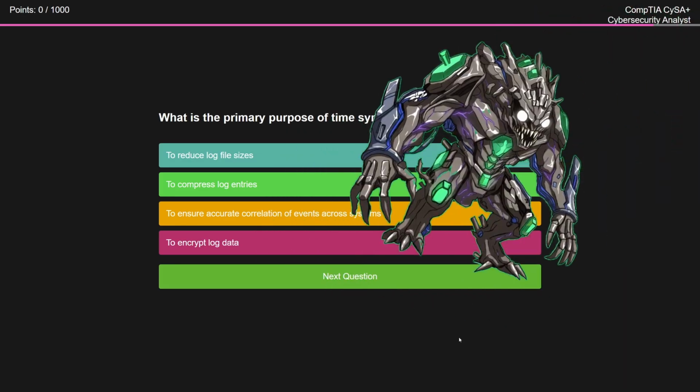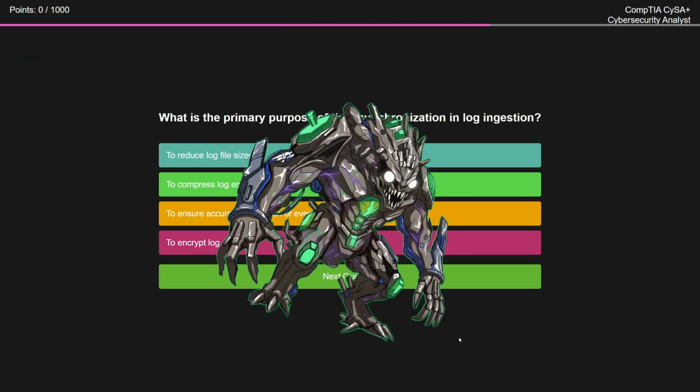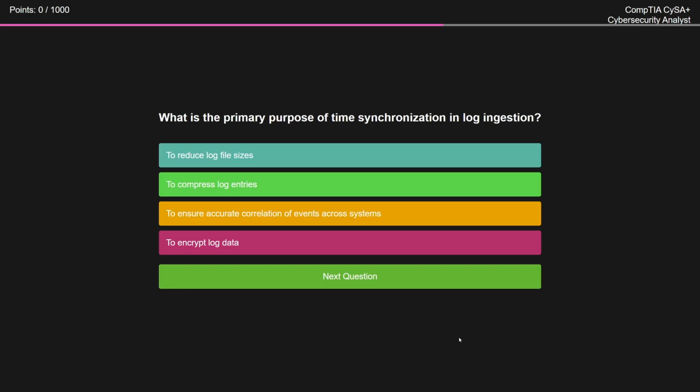Okay, today we're going to be doing a CySA+ practice test, and it's going to be timed at 30 seconds. It'll show you the answer if we get past that 30 seconds. But what is the primary purpose of time synchronization in log ingestion?